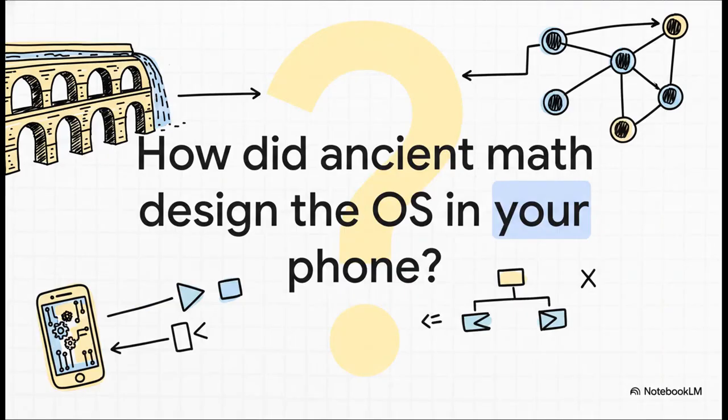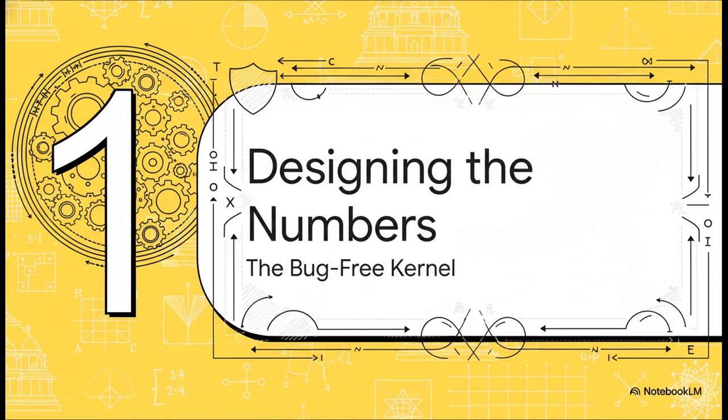To even begin to answer that question, we have to stop thinking about ancient math as just a collection of dusty old facts. Instead, let's treat it like a masterclass in systems engineering. You'll see that the same principles of logic, abstraction, and efficiency apply, whether you're building an ancient aqueduct or a modern neural network. Every great piece of software, every operating system, starts with a solid kernel, that core that handles the most basic, fundamental operations. Well, for mathematics, that kernel is the number system. And the engineering goal here was to design one that was complete, totally consistent, and absolutely bug-free.